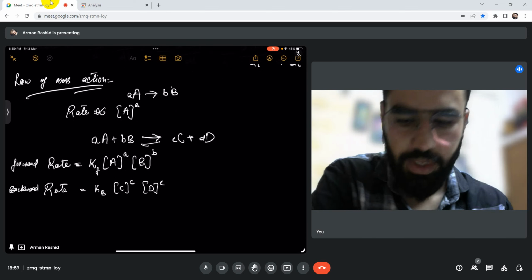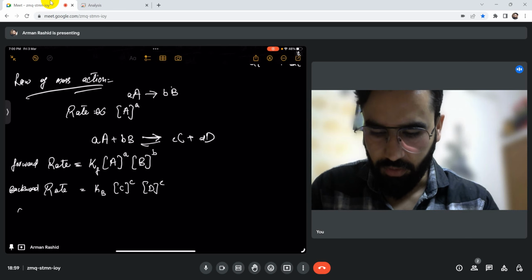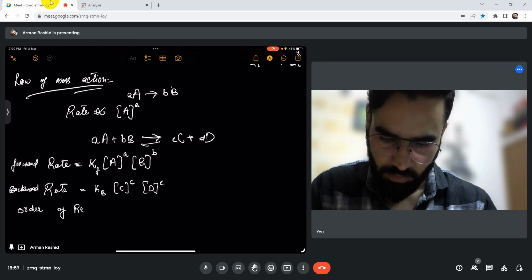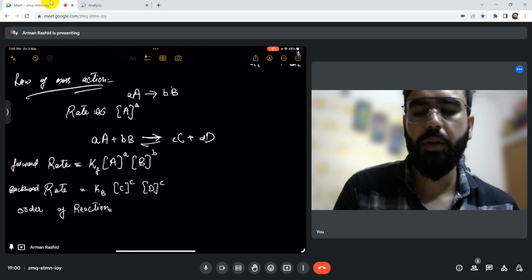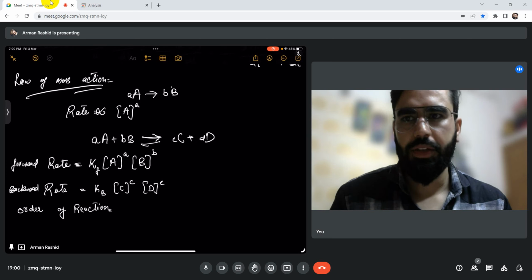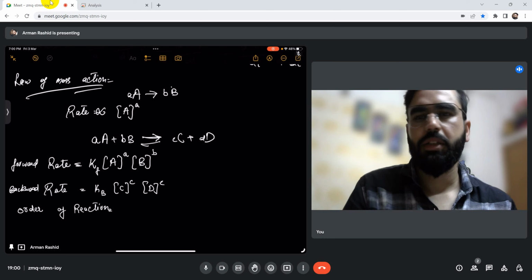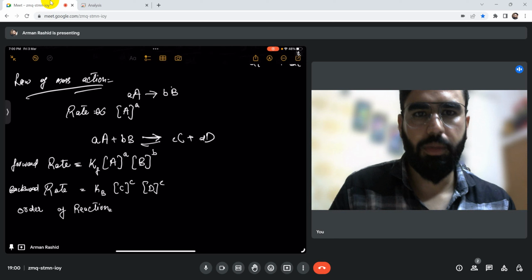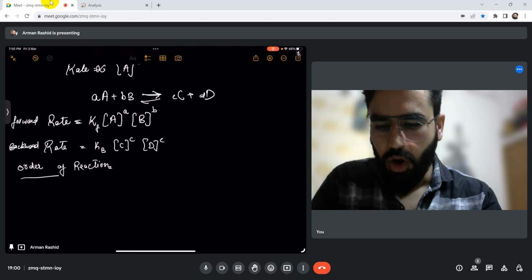Now we have a different kind of reaction: the order of a reaction. This is from the law of mass action, and it's not always correct. We have to determine the mechanism of a reaction, and from the mechanism we have to correlate how the rate of the reaction depends upon the concentration of the reactants. Sometimes it can also depend on the concentration of the products if the product is interfering. So what we have to do is find the order of a reaction.